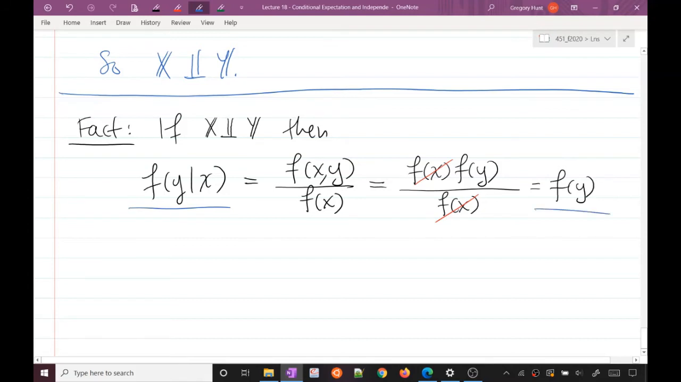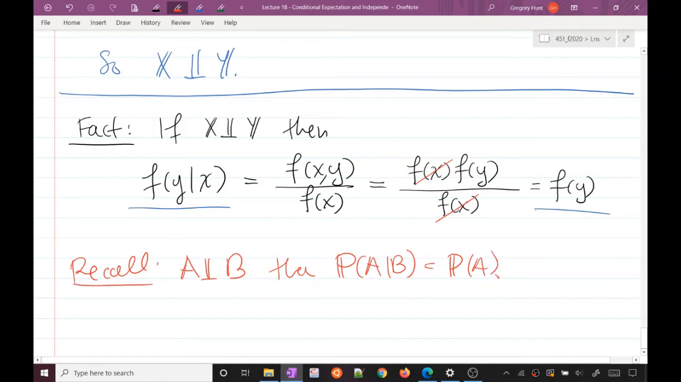So if x is independent of y, the conditional PMF or PDF of y given x is just the PMF or PDF of y. And that's very similar, if you recall, that if A is independent of B as events, then probability of A given B is just the probability of A. All right, so that's the analogous statement for random variables instead of events. And a similar thing holds for x given y. If x and y are independent, that's symmetric. So the PDF or PMF of x given y would just be the PMF or PDF of x marginally.